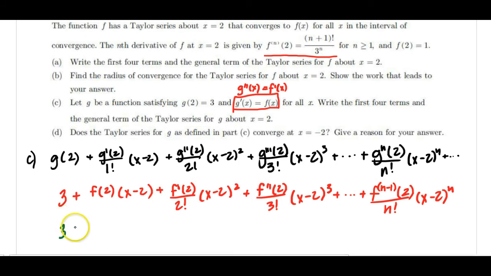Well, our 3 is just 3. And then plus f of 2, well, actually, that was given right here. f of 2 is 1. So 1 times x minus 2 plus f prime of 2.